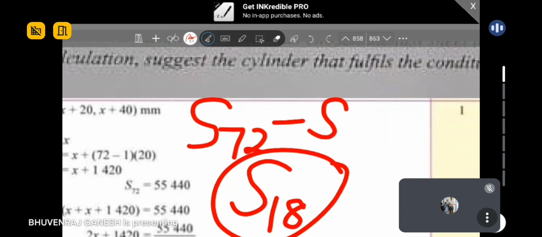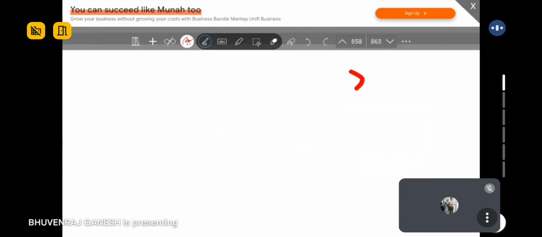Okay, so you press calculator. 72 minus 18. 72 tolak 18. You get 54. Am I right? So 54 until 72. You can count one by one lah, guys. Okay, 72 minus 54 is 18. But be careful, guys. 54 until 72.